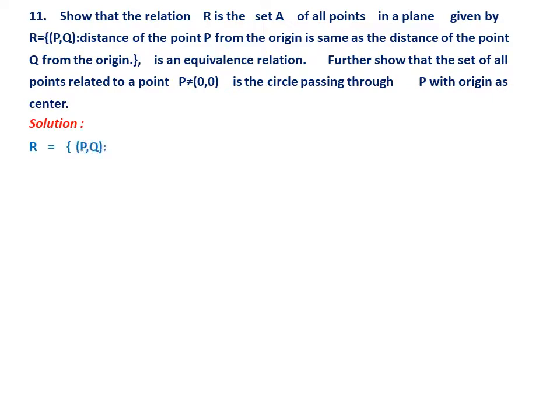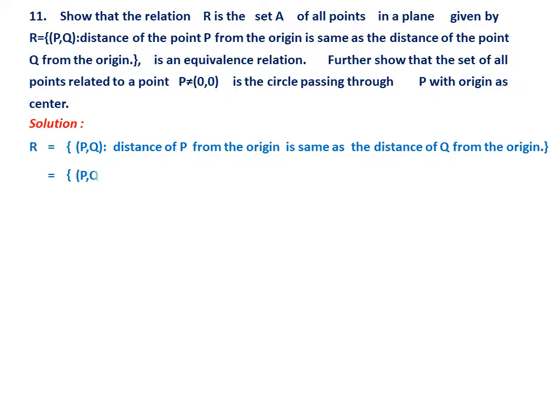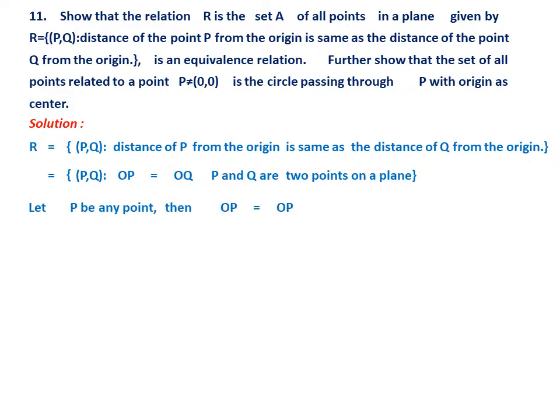So here you see, first what you do is you write it in this form: set of all elements (P,Q), distance of P from origin is the same as distance of Q from origin. This you can write like this, (P,Q) such that OP equal to OQ, where P, Q and R are points on a plane other than origin, of course. Now you see P be any point, then OP is always equal to OP. Therefore, this implies definitely (P,P) belongs to R. So, reflexive.